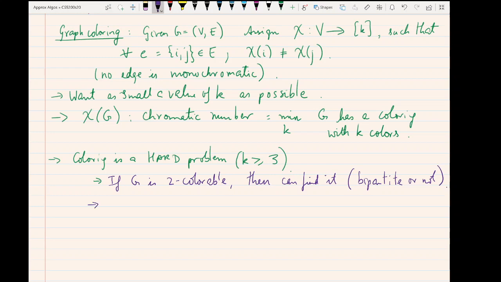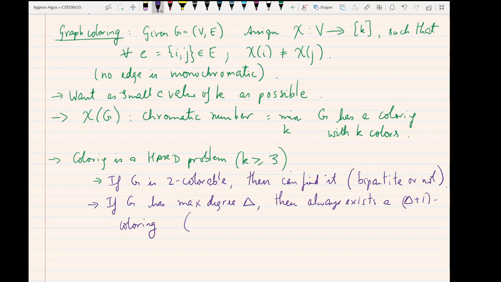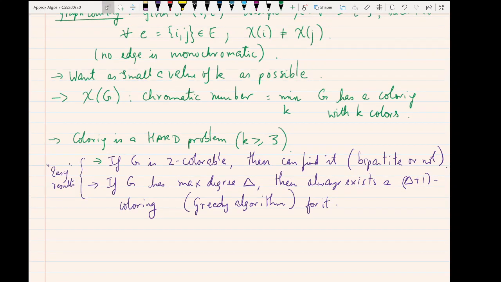And another easy case to think about is the following. If G has maximum degree delta, then there always exists a delta plus 1 coloring for it. I will leave this as an exercise. It is just a simple greedy argument to show this. You can actually find this delta plus 1 coloring very easily. Now, those were kind of the easy results.